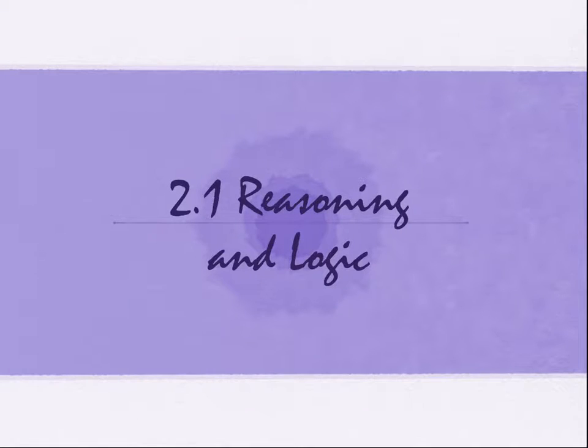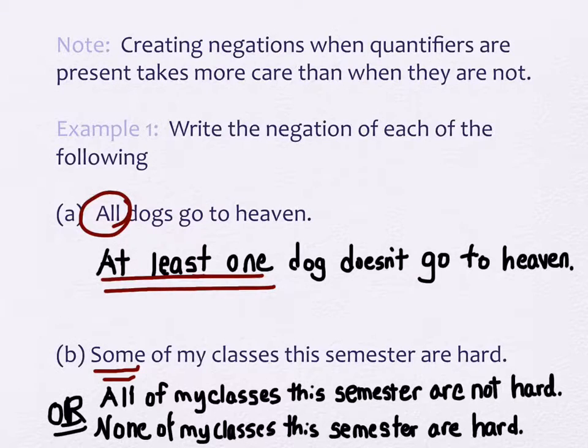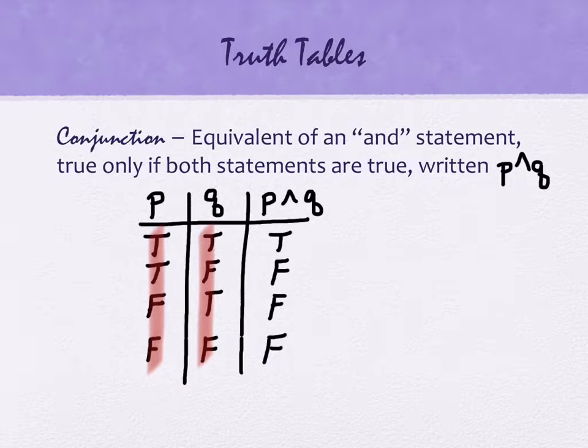All right, we started section 2.1, reasoning and logic, last time. We talked about what statements and negations were, and quantifiers, which make things a little bit difficult. Where we really left off was in the middle of truth tables and how we're creating truth tables for different kinds of compound statements.